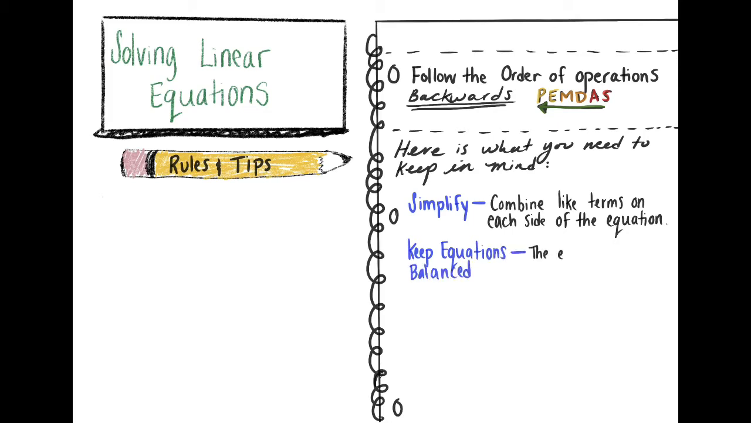Then just remember to keep that equation balanced. So that equal sign means that both sides are equal to each other. So if you do something to the left, you have to do the same thing to the right, okay?